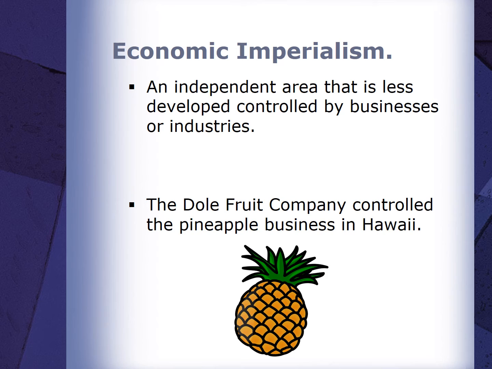Economic imperialism: that's an independent area that is less developed, but it's controlled by a business or an industry. So it's not necessarily controlled by a foreign government, but by an individual company or business. An example of this would be the Dole Fruit Company in the late 1800s, which controlled the pineapple business in Hawaii. That would be an example of economic imperialism.